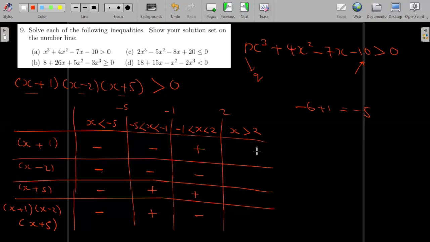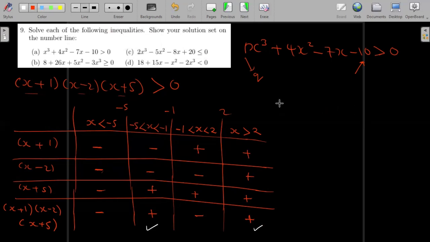I choose a value greater than 2, I'm going to choose 3. 3 there gives a positive, there a positive, there a positive, and multiplying this out I get a positive. Now what am I interested in? What I'm interested in is this greater than sign. Greater than 0 means I have to get values that are positive. So I need to pick those sides which are positive. It means here it's positive, there it's positive, and those are going to be my values.